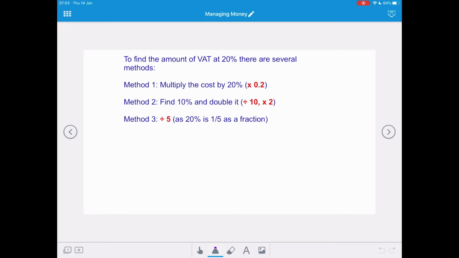Now, to find the amount of VAT at 20%, which is the standard rate, there are several methods. Method 1 is we multiply the cost by 20%, so we know that 20% as a decimal is 0.2, so we're multiplying by 0.2. The second method is to find 10% and then double it. This is a good strategy for non-calculator questions, so we're dividing by 10 and then multiplying by 2. And the third method is to remember that every percentage is a fraction out of 100. So 20% simplified is 1/5 as a fraction, and so dividing by the bottom and multiplying by the top to find a fraction of an amount, we're dividing by 5 to work out our 20%.